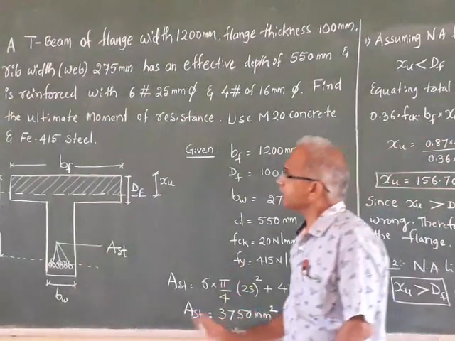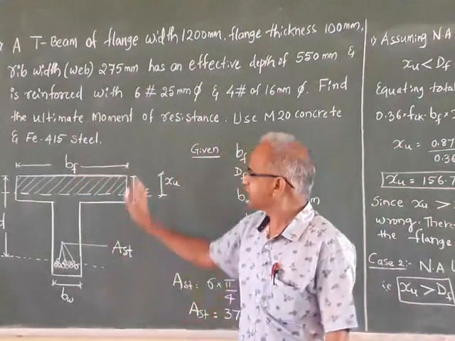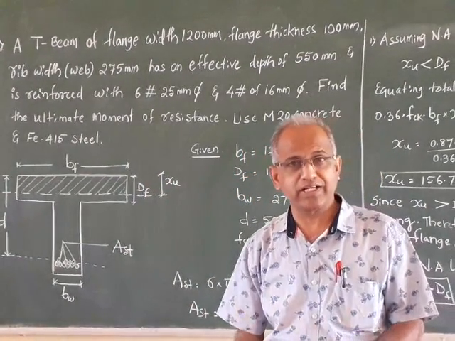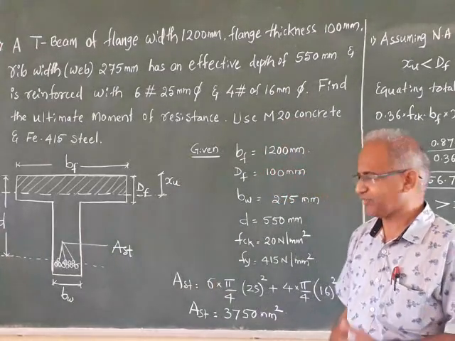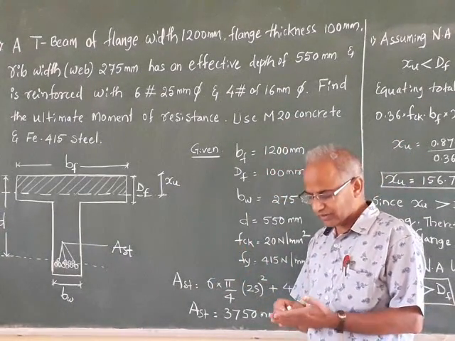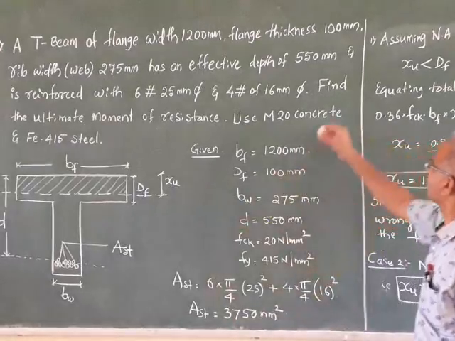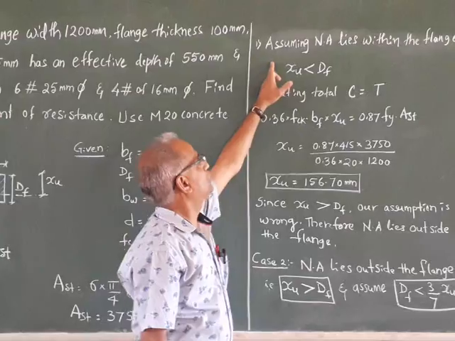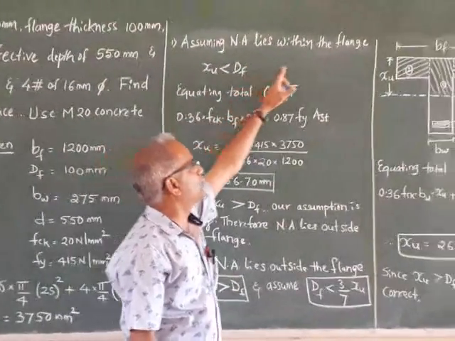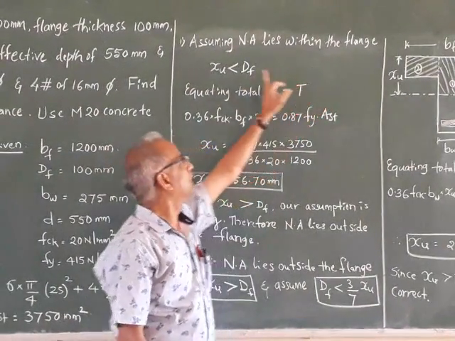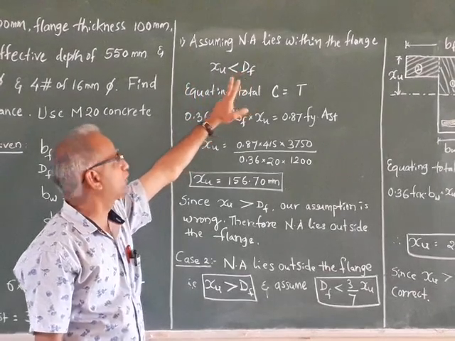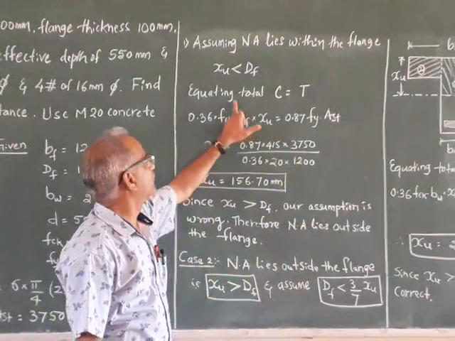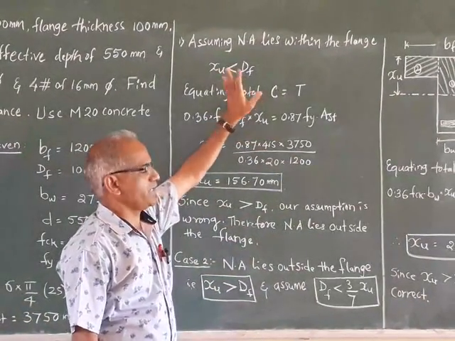So when a problem is given like this, initially we don't know where the neutral axis is. It may be inside the flange or it may be outside the flange. So let us start with condition 1, that is, assuming neutral axis lies within the flange. Let us take neutral axis inside the flange only, that is XU less than DF.